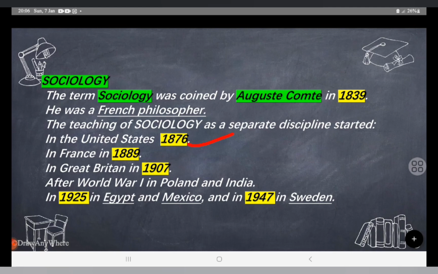1876, in France in 1889, in Great Britain in 1907, after World War I in Poland and India. Remember, in India, sociology was started as a discipline after World War I. In 1925 in Egypt and Mexico, and in 1947 in Sweden.